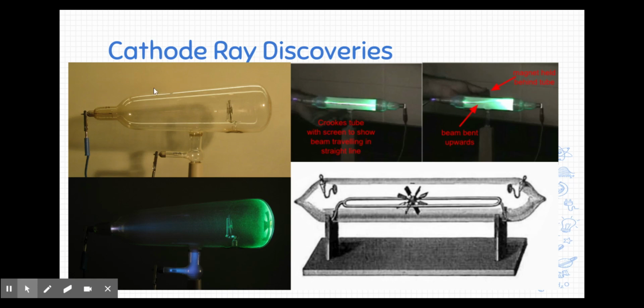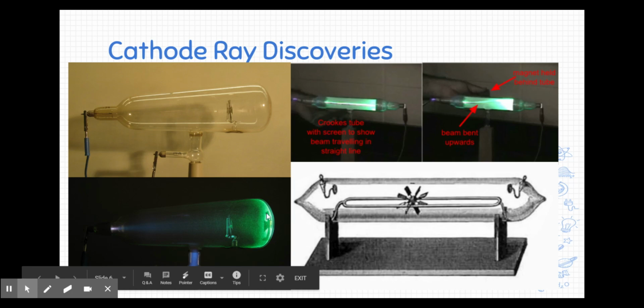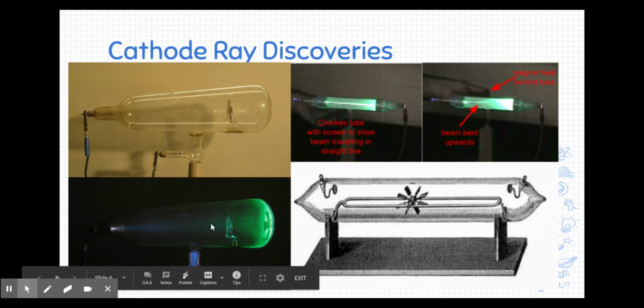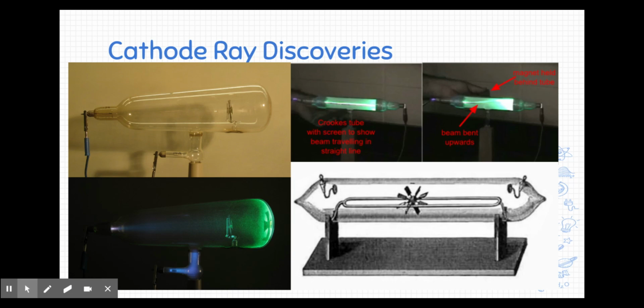So on the left-hand side here, we see a cathode ray tube which has a metal cross. And when the cathode ray tube is turned on, the shadow of the cross is projected on the far side of the cathode ray tube. So what did this show scientists? It showed that cathode rays travel in straight lines, because the cathode rays which hit the cross were stopped by the cross, and the cathode rays which went through traveled past. So they travel in straight lines, kind of like light.